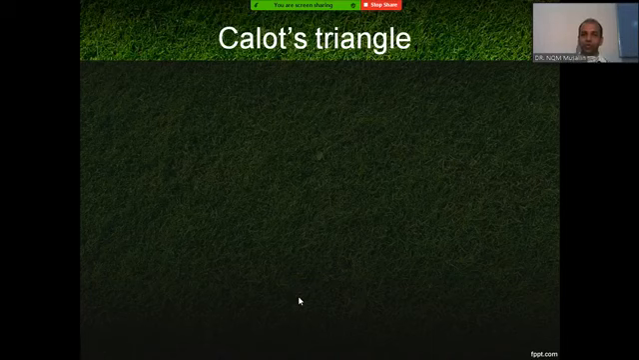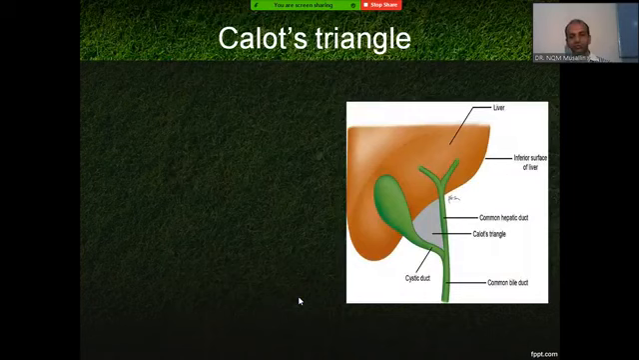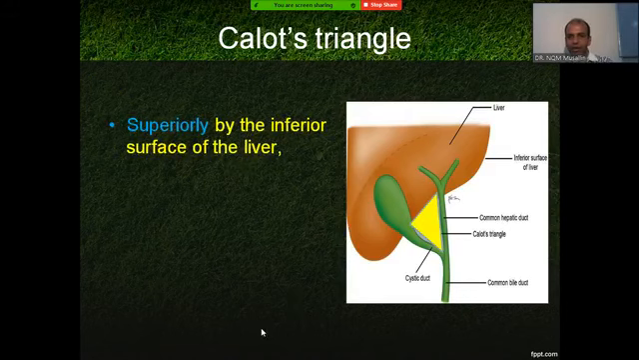Now we should know about the Calot's triangle. The Calot's triangle is a very important area for operation, either open or laparoscopic procedure. If you do not identify the Calot's triangle, it is very difficult to operate on the patient. So every surgeon should know about the Calot's triangle, and every student, the future surgeon, you should know about the Calot's triangle. So Calot's triangle is bounded superiorly by the inferior border of the liver.